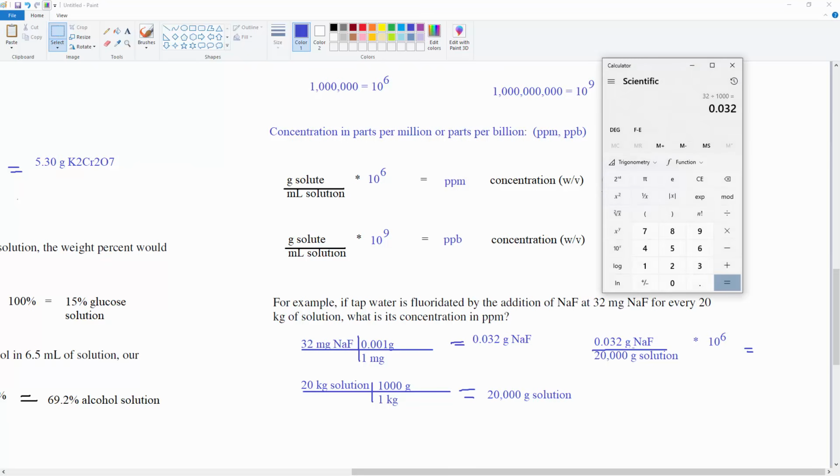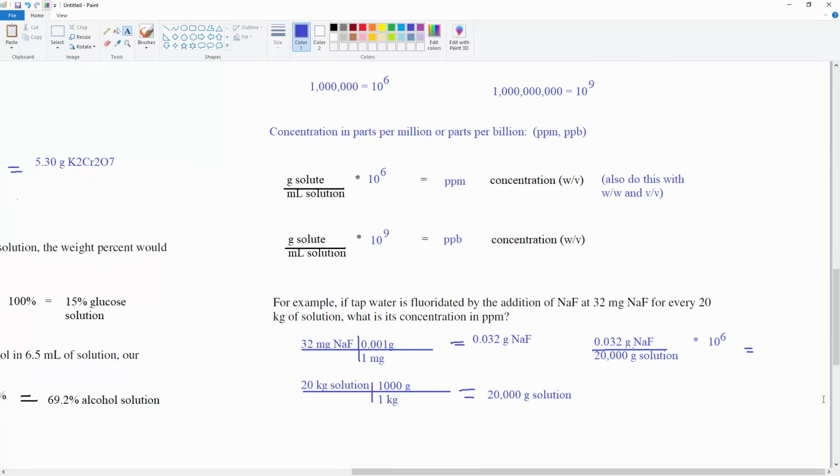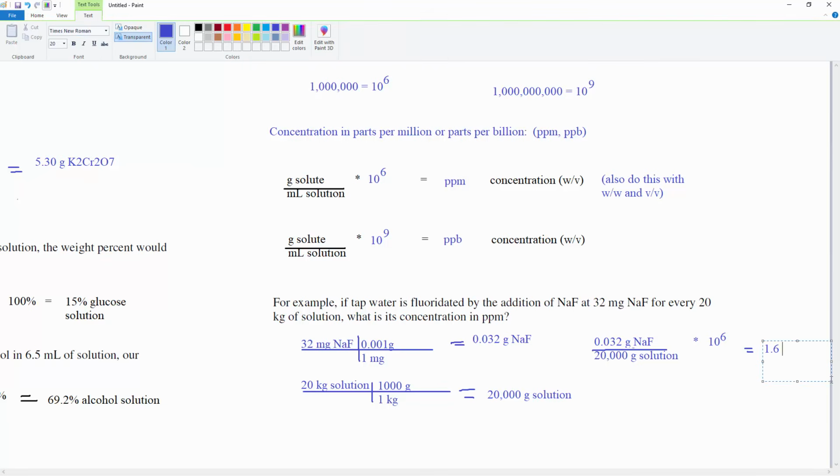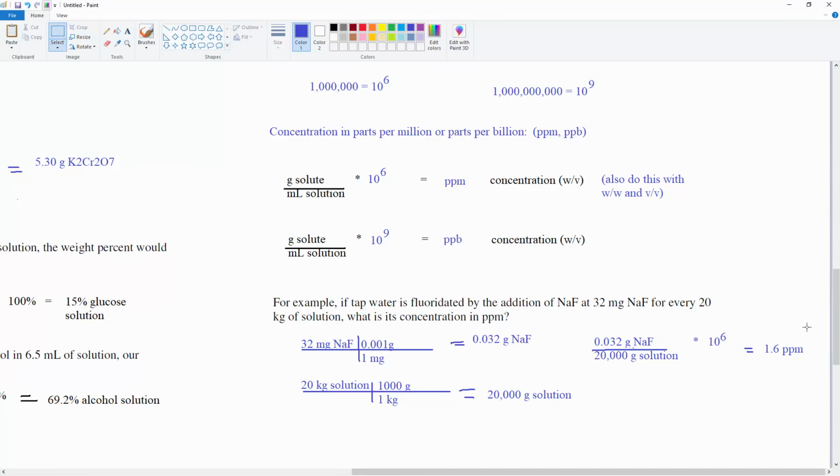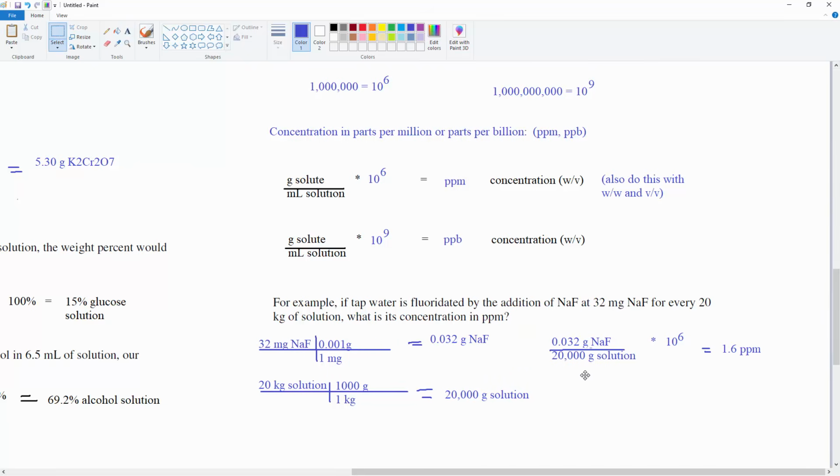Okay, so 0.032 divided by 20,000, multiplied by 1 times 10 to the 6th. Isn't that nice? You didn't really want to say that you had 1.6 times 10 to the negative 6th ratio, right? Or even 1.6 times 10 to the negative 4th percent. It's nice to just say, oh, that's 1.6 parts per million. All right, does that make sense?